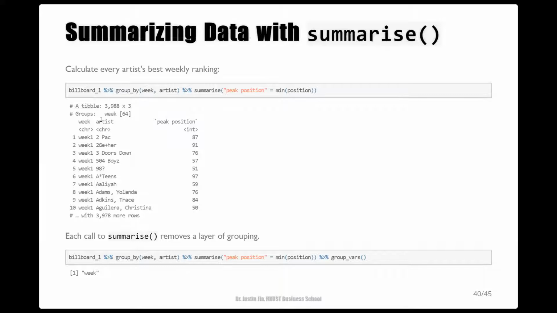One interesting thing about the summarize function is that each call to summarize removes a layer of grouping, as shown here. Since this summarization is performed for each artist, the grouping defined by artist gets removed from the result, while the first layer of grouping is still effective.